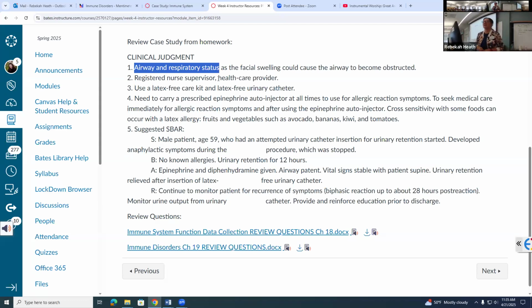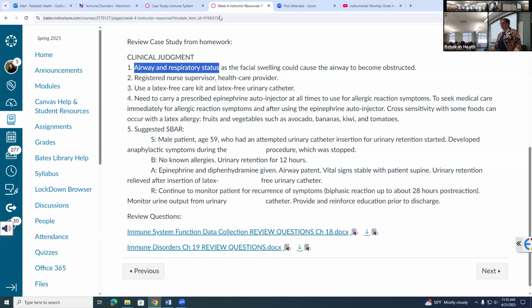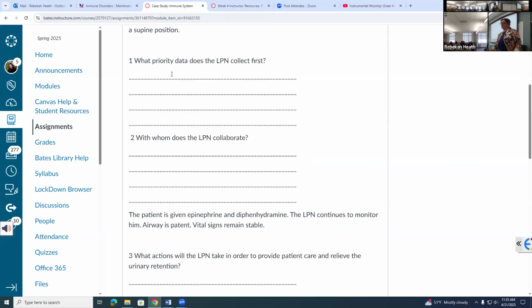Kathy, you had a question? There was another assignment that we were doing where we were just reading about data collection. And so I thought that question was asking, it says what priority data does the LPN collect first? So I thought it was talking about demographic data or the primary medical history, current medications and family history, or has this happened before? Things like that.